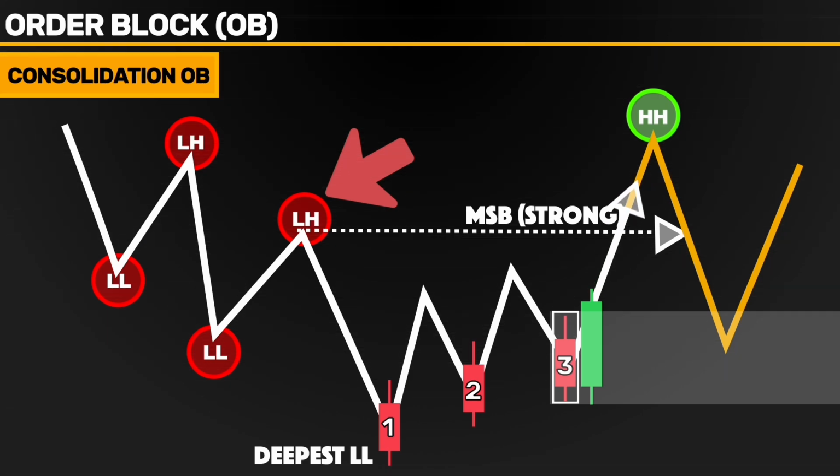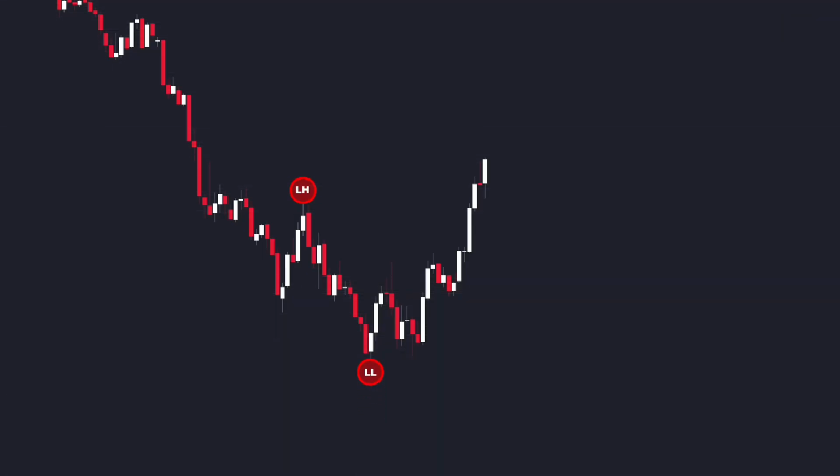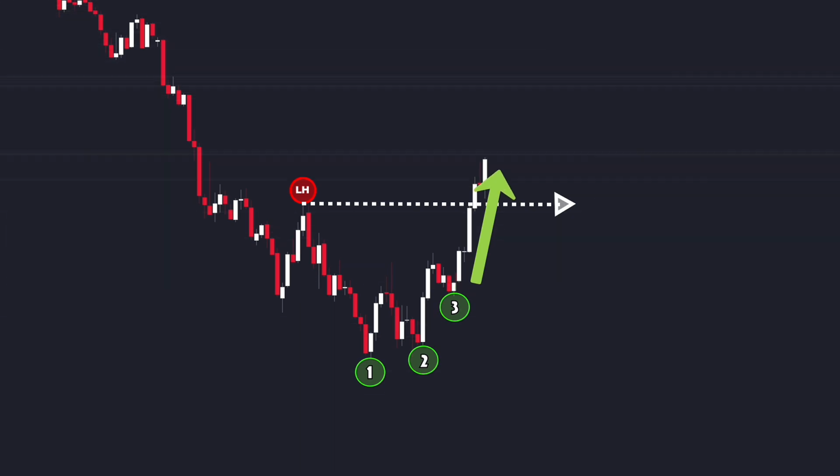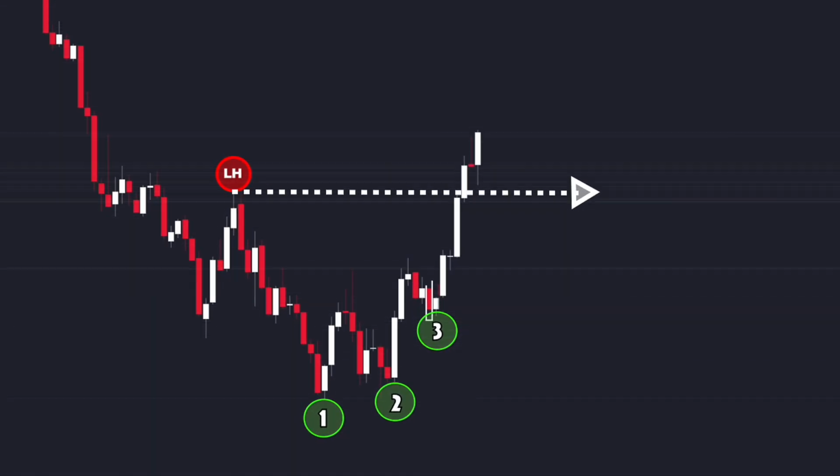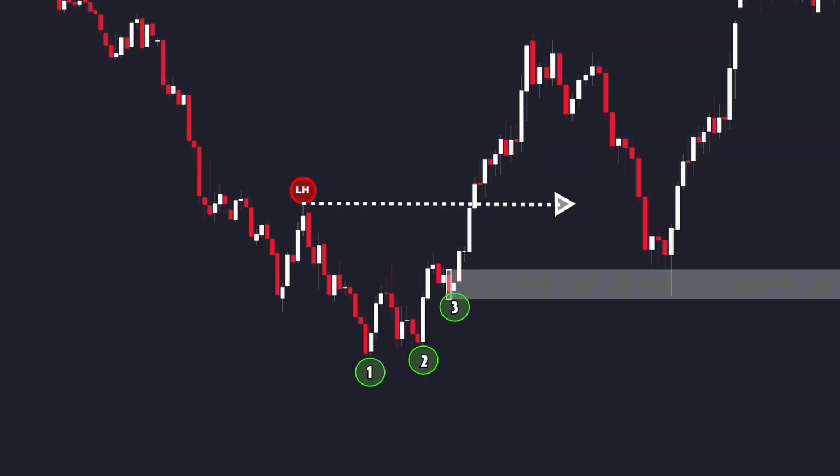Let's look at an example now. Here, as you can see, after making the deepest lower low, the market enters into a consolidation phase. Here's the lower high that created the lower low. There are a total of 3 swings, but can you tell me which swing causes an MSB? Does swing 1 cause it? No. How about swing 2? No. What about swing 3? Yep, swing 3 causes the MSB. So the red candlestick that initiated this swing becomes our order block. As you can see, price came back to this zone and reacted really well.